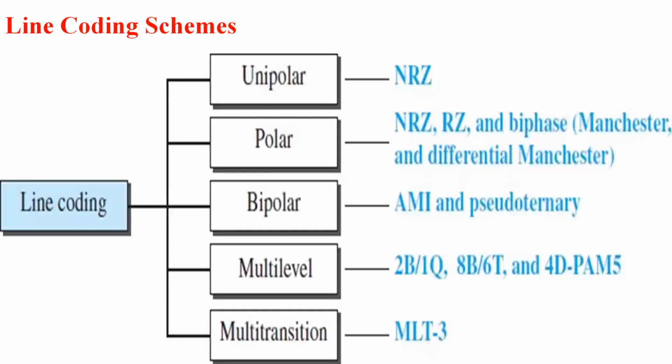So next we have different line coding schemes. In the case of line coding, we have 5 different categories. So line coding schemes can be broadly classified into 5 different categories: unipolar, polar, bipolar, multi-level, and multi-transitions. Here there is a pictorial representation of the 5 categories of line coding schemes with their different levels. So let's discuss each and every scheme of line coding.